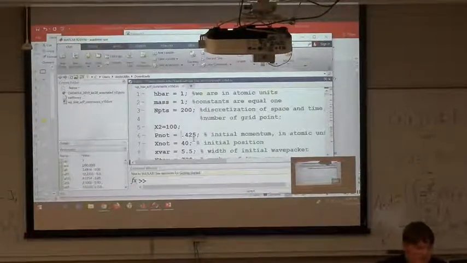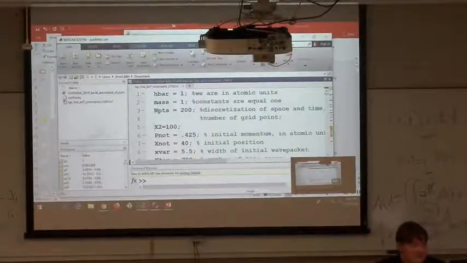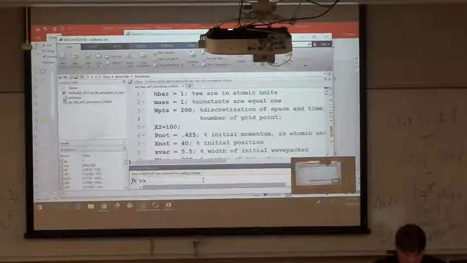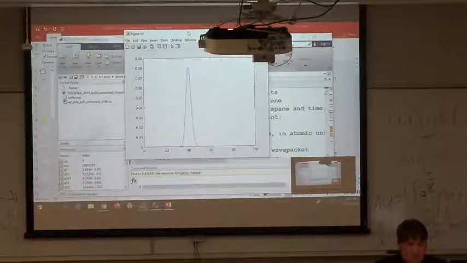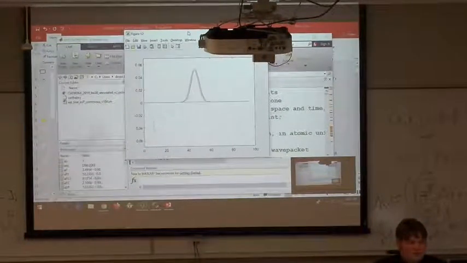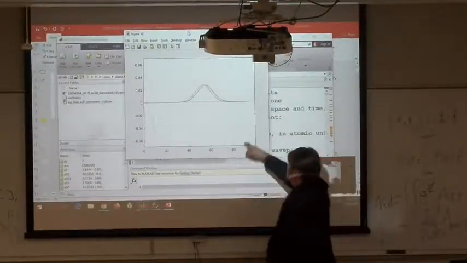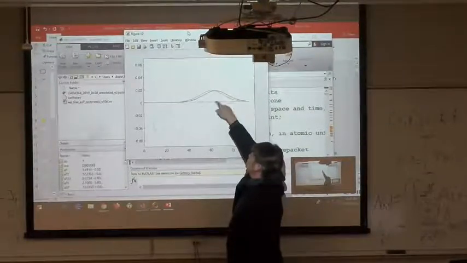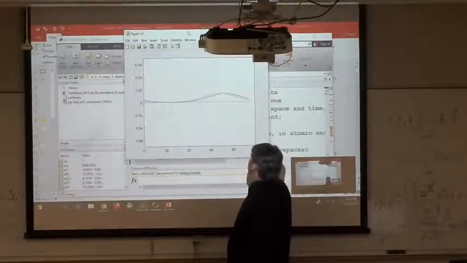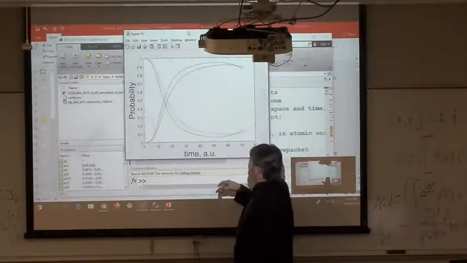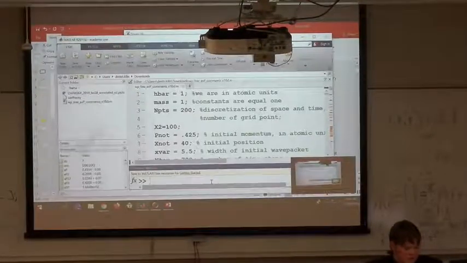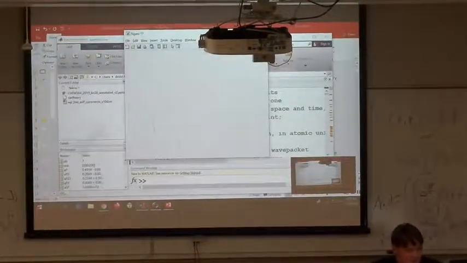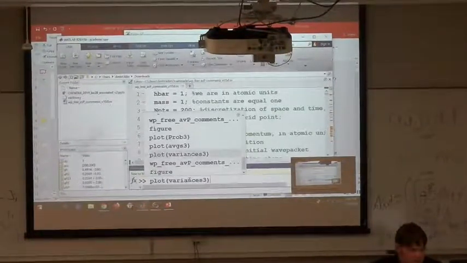Control S for saving. WP underscore something. I did change P naught for a smaller value. So now it is a smaller value. The red and yellow lines do not deviate too much, which means it is more or less reliable. And there will be some error, but not too large. So figure, and I redo the plot variances.